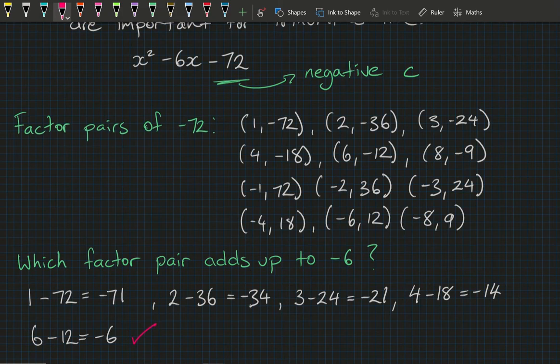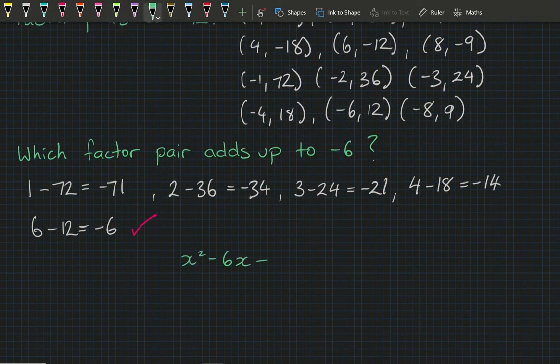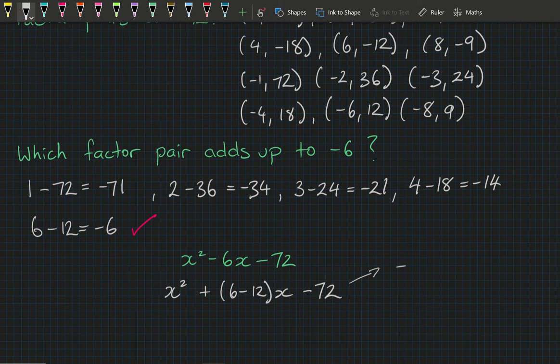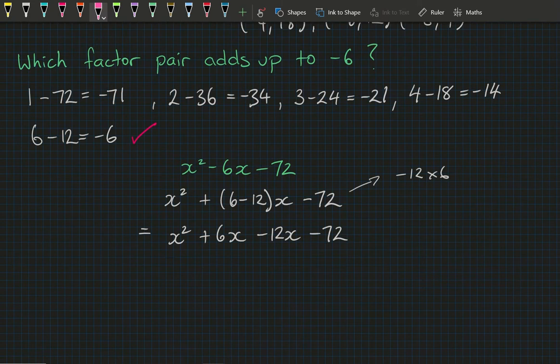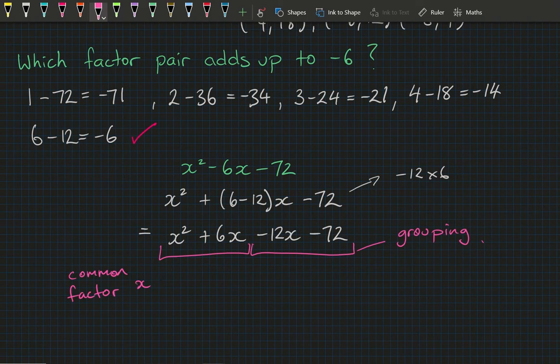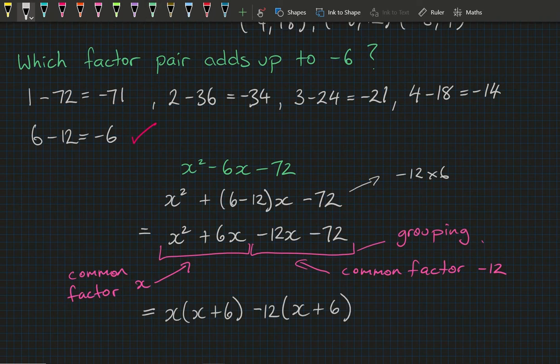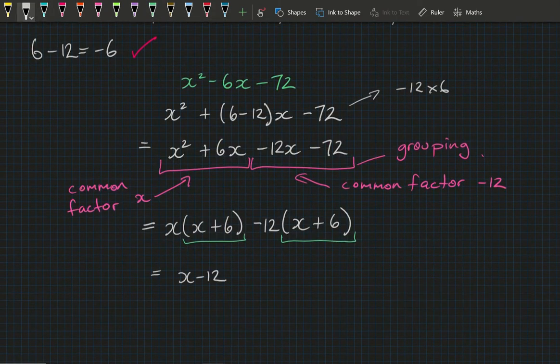So we can start with x squared minus 6x minus 72 and rewrite minus 6x as 6x minus 12x, because I know that minus 72 is equal to minus 12 times 6. If I expand the brackets above, you can see I can make 2 groups here. The group on the left has a common factor x, and the group on the right has a common factor of minus 12. So let's factor those out. Both of these terms have the common factor x plus 6, so we end up with (x minus 12)(x plus 6). We'll see that in a lot more detail in the examples.